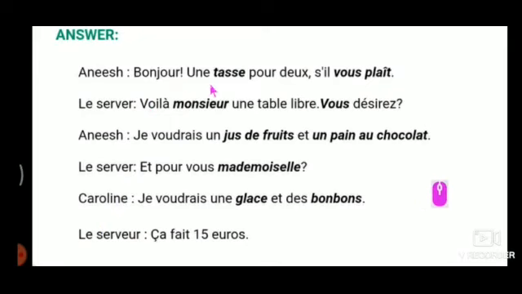Bonjour, une tasse pour deux. Okay, I think even I guessed wrong. I guessed table, right? So what they have given here is une tasse pour deux, s'il vous plaît. So just correct it. Voilà monsieur, une table libre. Okay. Vous désirez. So vous désirez, as I said, it was right. Anish, je voudrais un jus de fruits et un pain au chocolat.